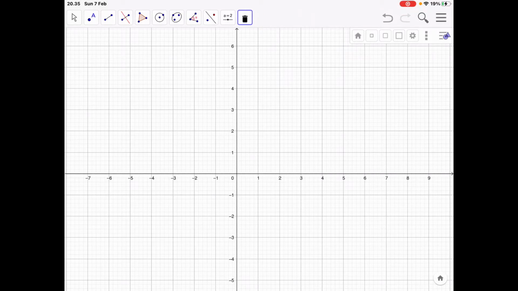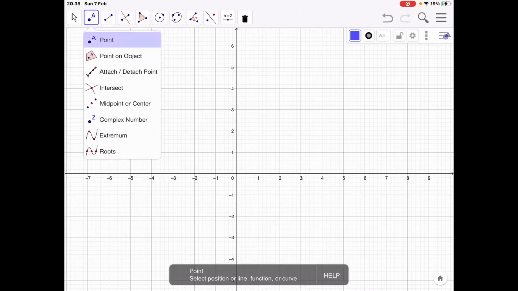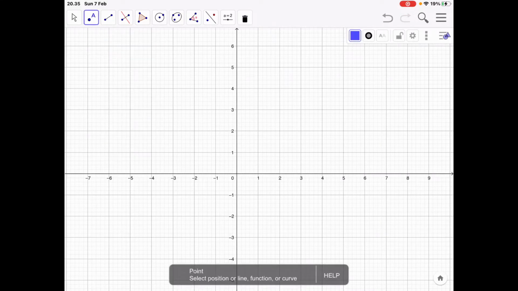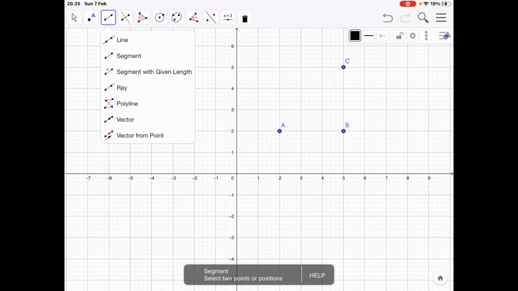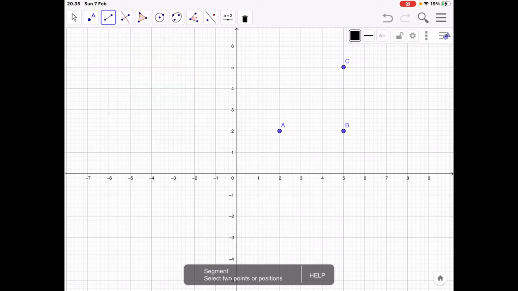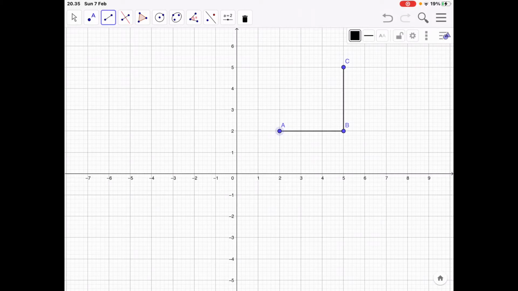So let's say we are given a triangle ABC with A as coordinates (2, 2), B as coordinates (5, 2), and C as coordinates (5, 5). Then join the line segments and form the triangle ABC. Now draw the image points.